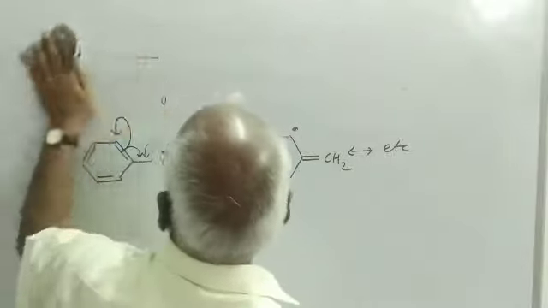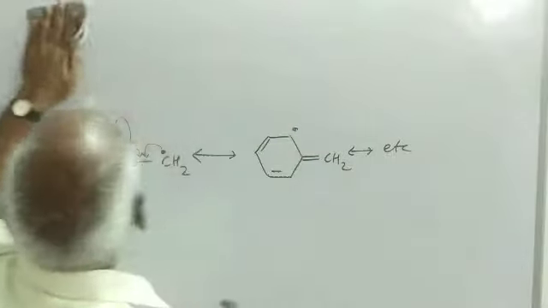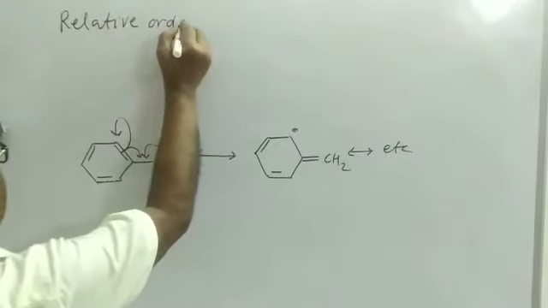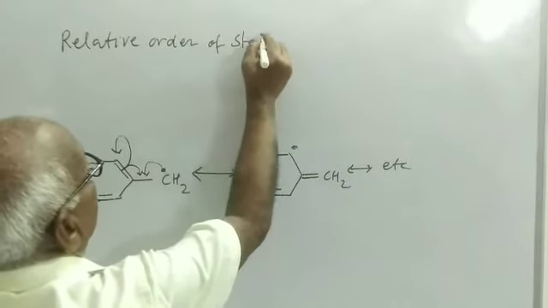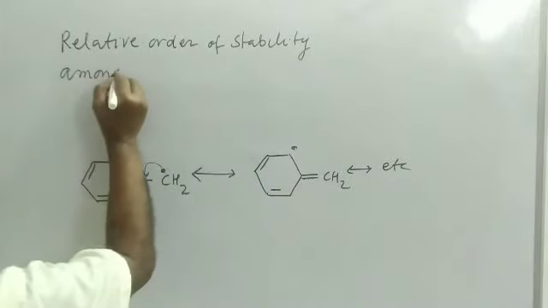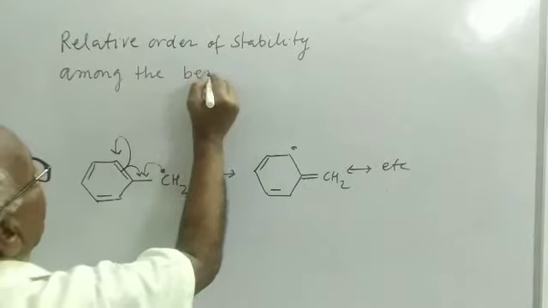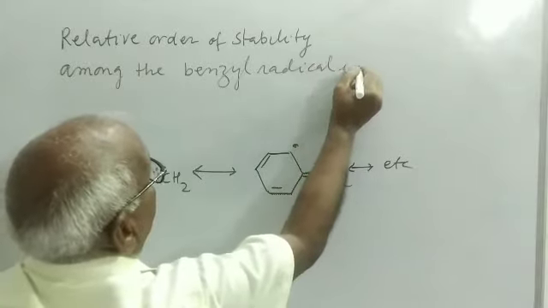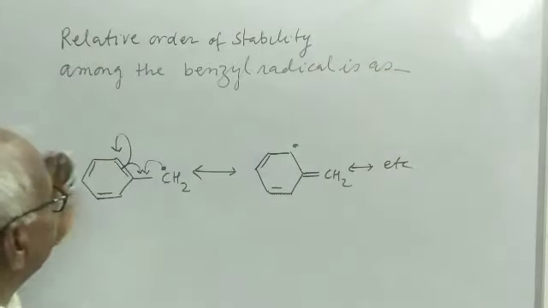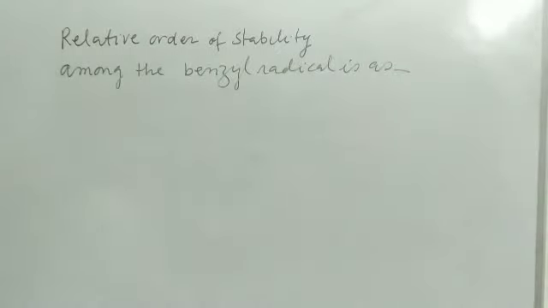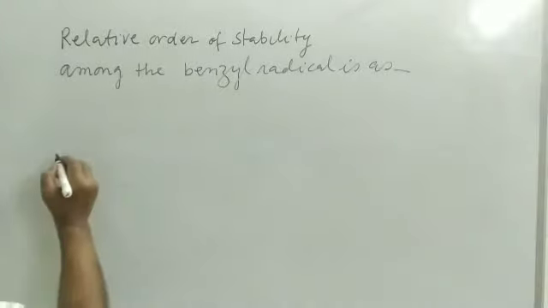So the relative order of stability among the benzylic radicals is this: 3 degree is more stable than 2, and 2 is more stable than 1 degree. So this is the relative order.